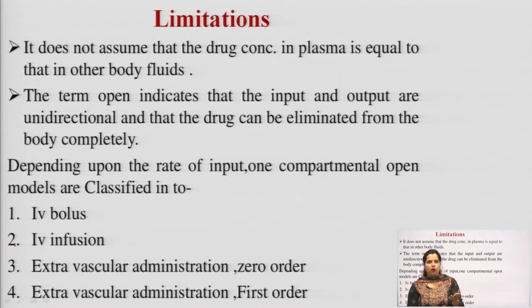The term open indicates that the input and output are unidirectional. That means it is not reversible, and that the drug can be eliminated from the body completely. Once it has entered, been absorbed, distributed, metabolized and eliminated, it will not reversibly enter the body or be reversed in any kind of way. It will be eliminated.